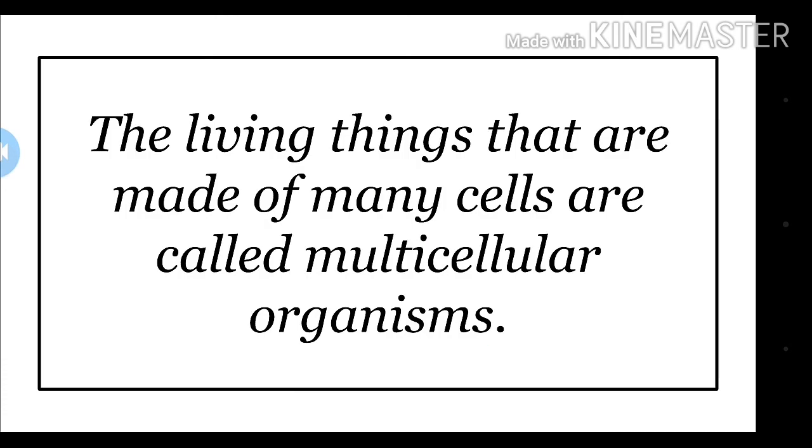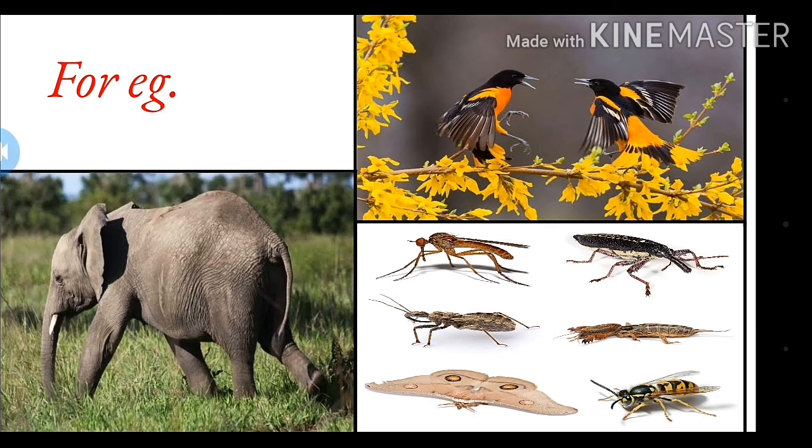The second term: the living things that are made of many cells are called multicellular organisms. The living things that are made of one cell are called unicellular, and the living things that are made of many cells are called multicellular organisms. This is also an important term. For example, multicellular organisms include all the birds, the insects, all the animals, and also we human beings.